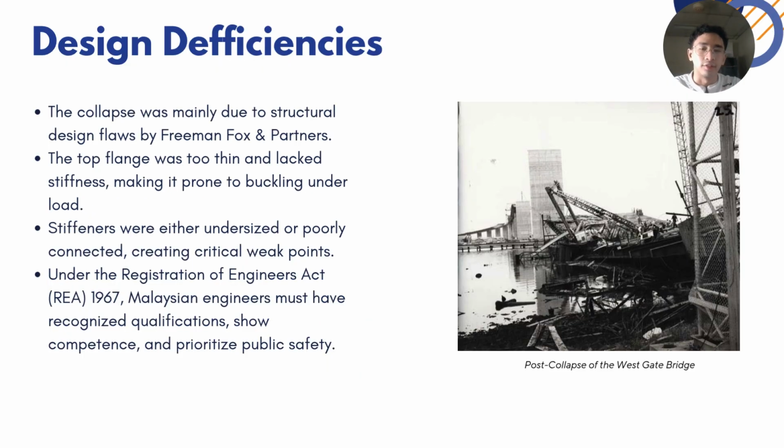For the first factor, design deficiencies, the collapse was mainly due to structural design flaws by Freeman, Fox and Partners, where the top flange was too thin and lacked stiffness, which made it prone to buckling under load. And these stiffeners were either undersized or poorly connected, which created critical weak points. If this was in Malaysia, under the Registration of Engineers Act 1967, Malaysian engineers must have recognized qualifications that could prove their competence and uphold strong responsibility for public safety when delivering professional services.